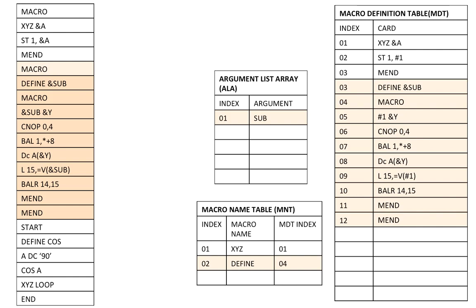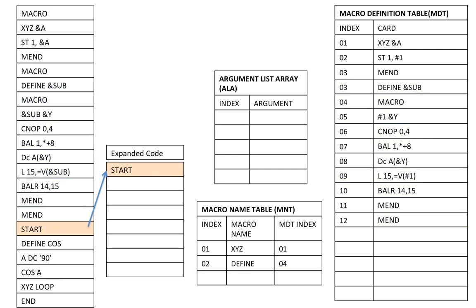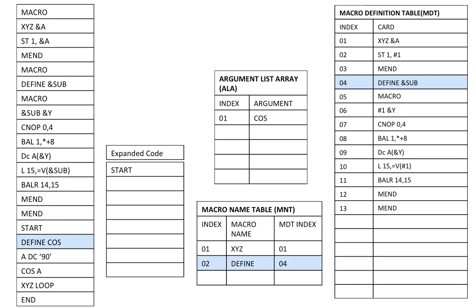As this is a single pass macro processor, there is no intermediate code, and it now starts with the expanded code. START is stored in the expanded code. Then DEFINE COS, which is the call to the macro DEFINE. Hence, we detect its name in the macro name table. Then we find the position in the macro definition table. So it goes to index position 4 in the macro definition table.